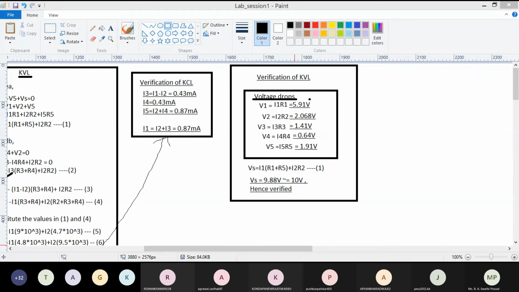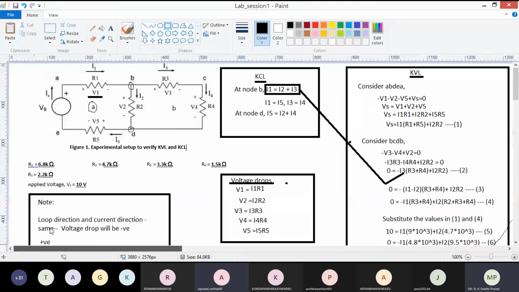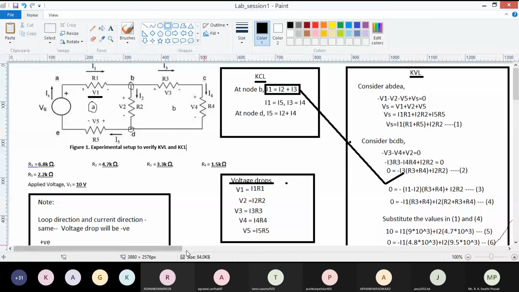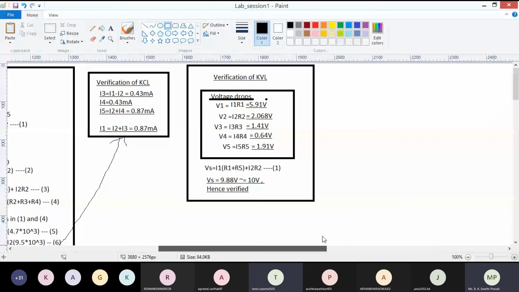Yes, ma'am. So anyone else having any doubts in solving this experiment? No, ma'am, no doubts. Ma'am, this experiment we have to write in the Word document or in our practical notebooks? In your observation book, all the calculations should be there because it carries marks.